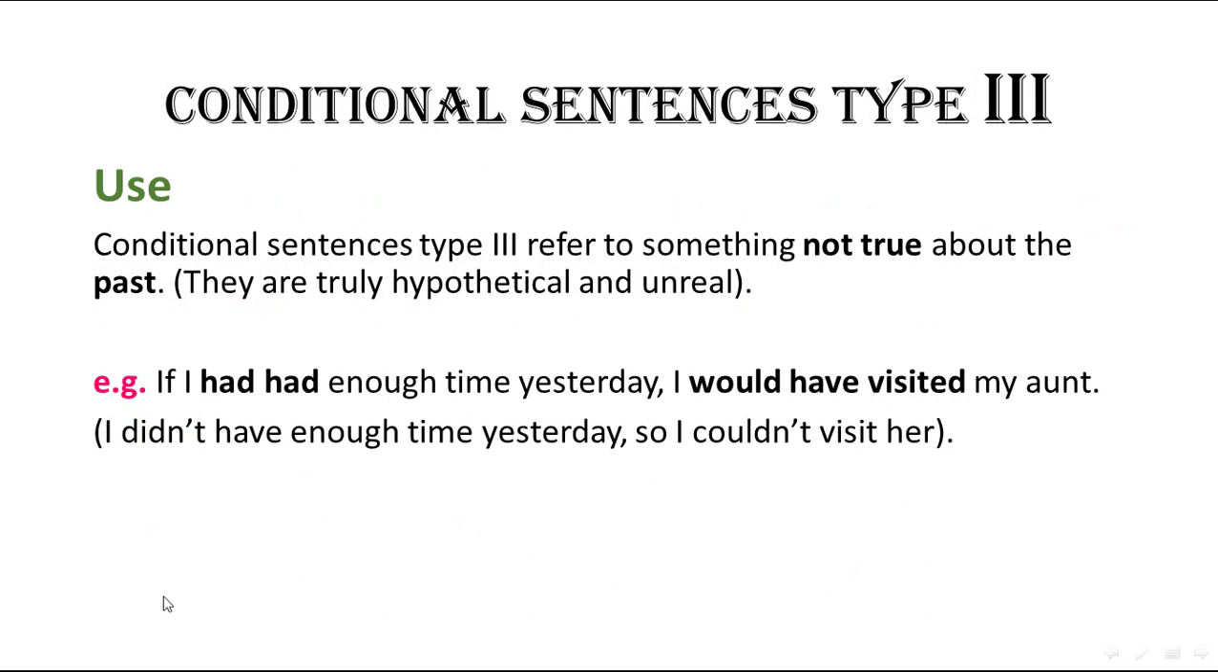Let's move now, my dear students, to talk about the use. Why do we use conditional sentences type 3? Conditional sentences type 3 refer to something not true about the past. They are truly hypothetical and unreal. For example, if I had had enough time yesterday, I would have visited my aunt. I didn't have enough time yesterday, so I couldn't visit her.